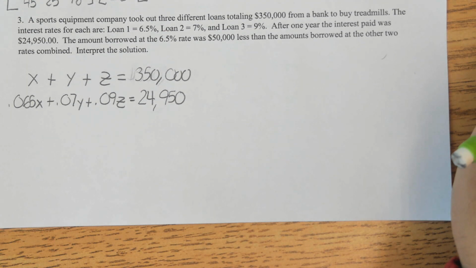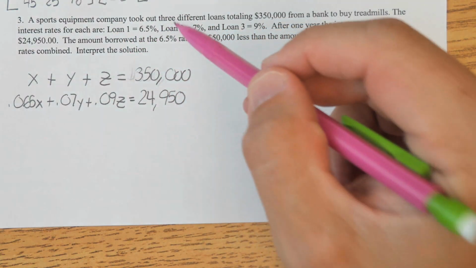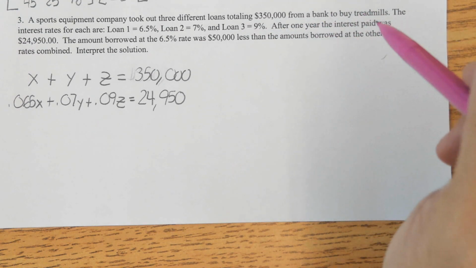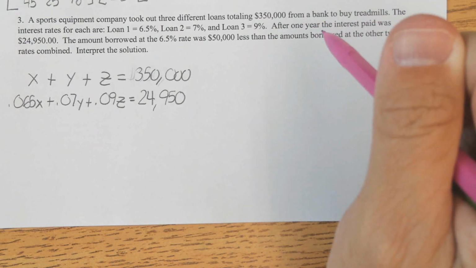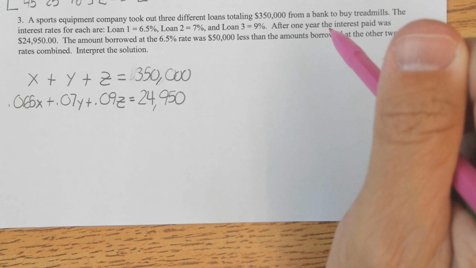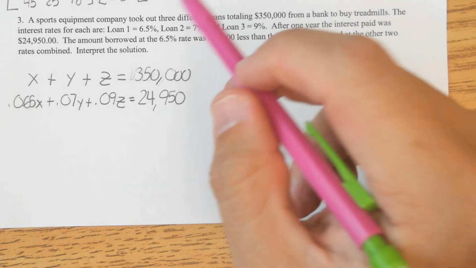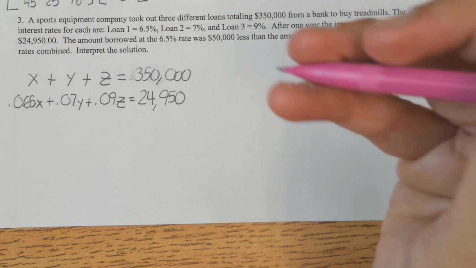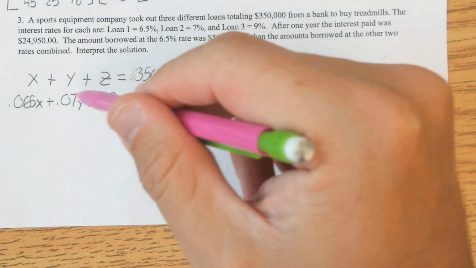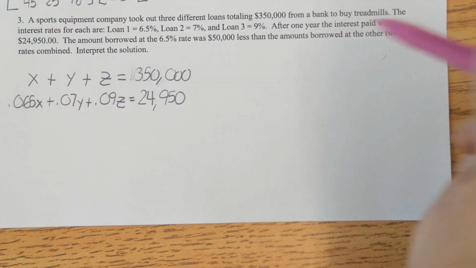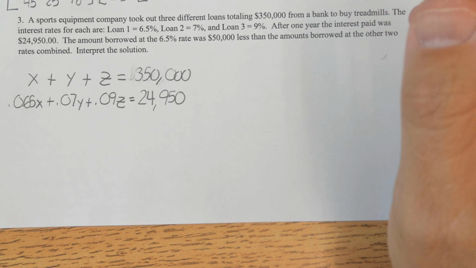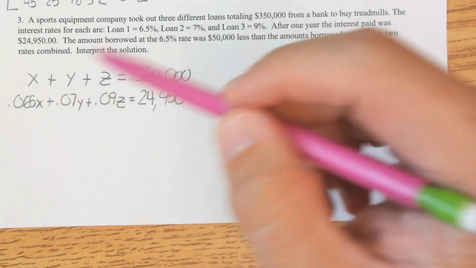All right, so we've got two. So now let's continue to read. It said the amount borrowed at the 6.5% rate was $50,000 less than the amounts borrowed at the other two rates combined. So this is where this gets a little tricky. Okay, this is where it gets a little tricky. So which variable goes with the 6.5%? x, right? So first off, it's not giving us a nice equation here, right? It's asking me to come up with a more difficult equation that will help us to hopefully eventually get another equation like these first two.